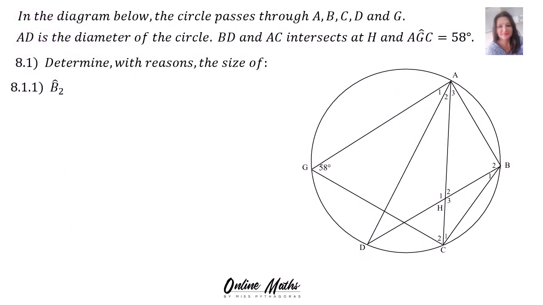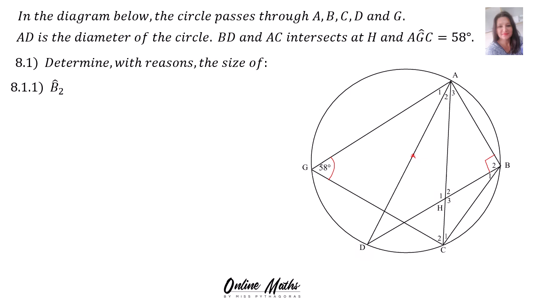In the diagram below, the circle passes through A, B, C, D and G. AD is the diameter of the circle. That's very important. Since this is the diameter, angle B2 will be 90 degrees, angle in semicircle. BD and AC intersect at H, and angle AGC is 58 degrees. Number 1, determine with reasons the size of B2.